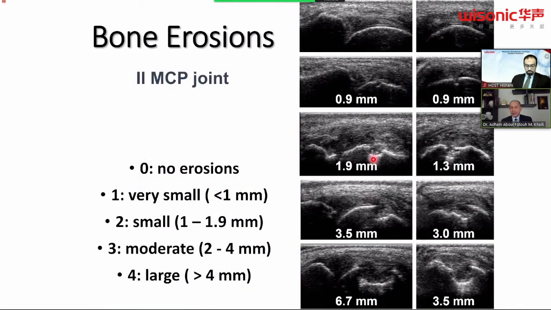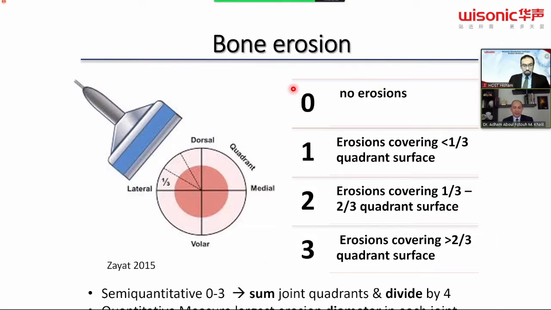Very early, David Kane in 2004 published this paper about depicting very small erosions. Probably the big ones might be detected by plain X-ray, but the small ones are not. Later, Ahmed Zayat and Richard Wakefield in Leeds proposed a new bone erosion scoring system that divided the metacarpal head into 4 quadrants and divided each quadrant into 3. They count the bone erosions depending on how much of the quadrant surface the erosion covers: 1/3, then 2/3, and then the whole quadrant. You summate these by joint, and then you sum them together. Why is this used?